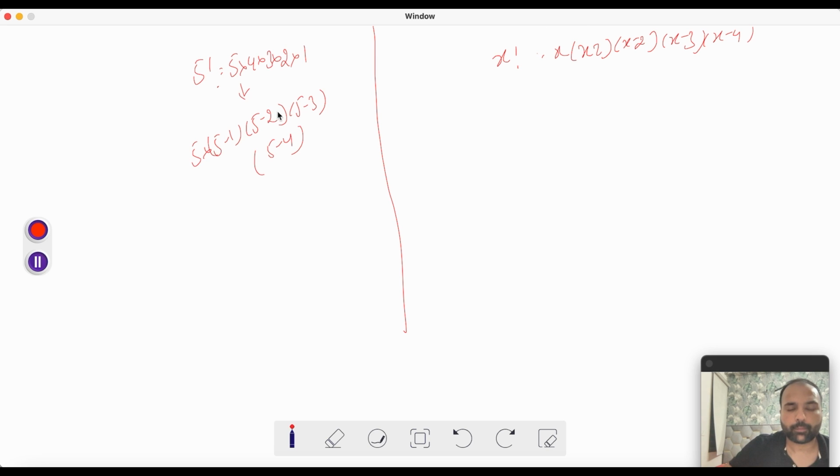Can we write 5 factorial as 5 into 4 factorial? Because 4 factorial is what? 4 into 3 into 2 into 1.